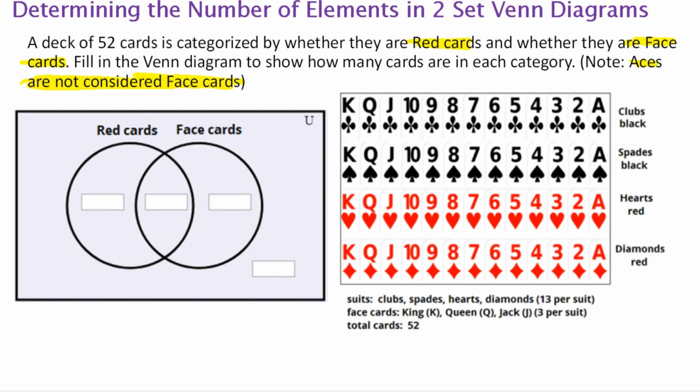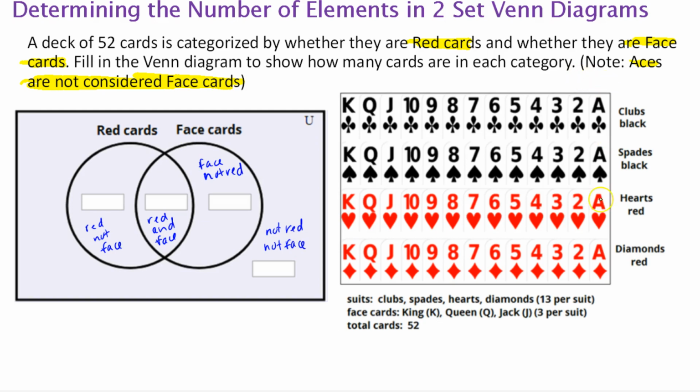Note again, this would be red but not face cards. Here we would have red face cards, so red and face cards. In this section, we would have face cards that are not red. Face, not red. And out here, we would have cards that are not red cards and not face cards. So not red, not face.